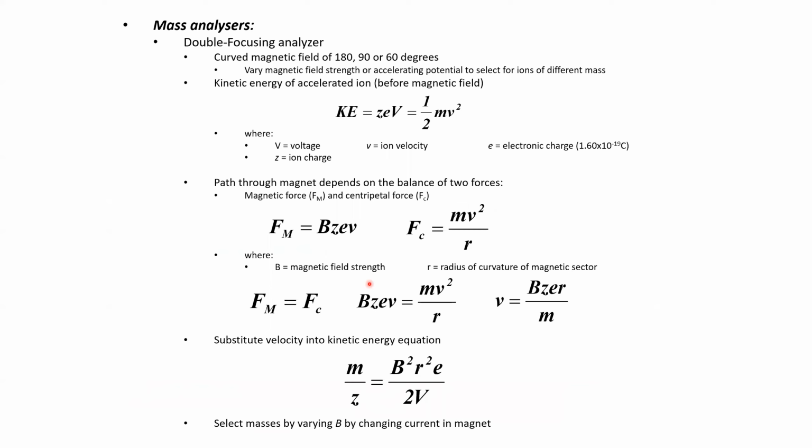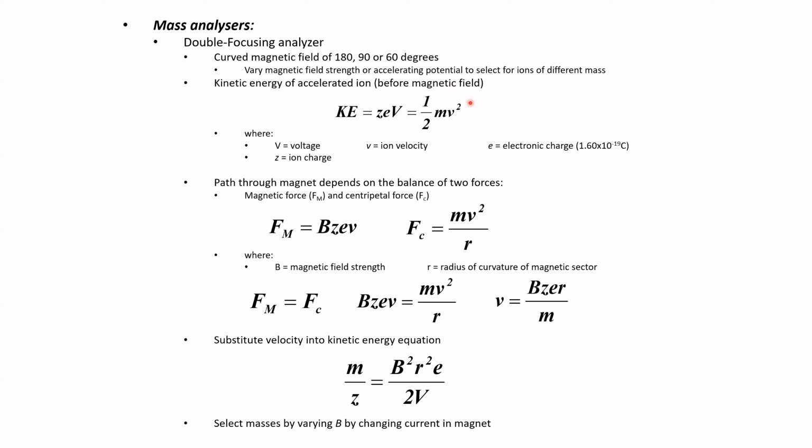So inside the double focusing analyzer, we have a curved magnetic field of 180, 90, or 60 degrees. So we can vary the magnetic field strength or accelerating potential to select for ions of different mass. Kinetic energy of accelerated ions before the magnetic field: kinetic energy is equal to the ion charge, zeta, times e, the electronic charge, times V, the voltage, which is also equal to a half of the mass times the ion velocity squared.